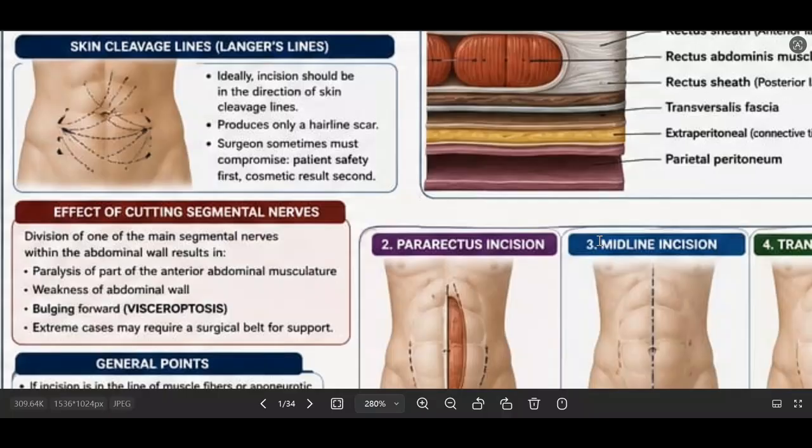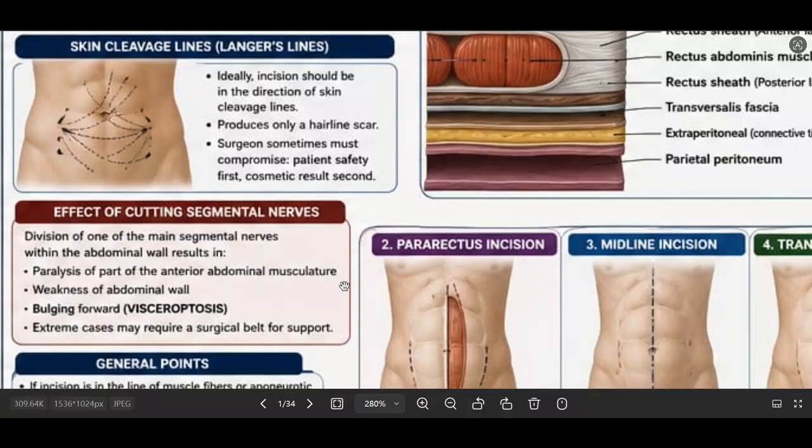Because that means patient safety comes before cosmetic appearance. So if a larger incision is required to save the patient's life, the surgeon ignores the cosmetic considerations only in that specific case, and he can perform it according to the situation and what is demanded at that time. Okay. Now, what happens if the segmental nerves are cut?